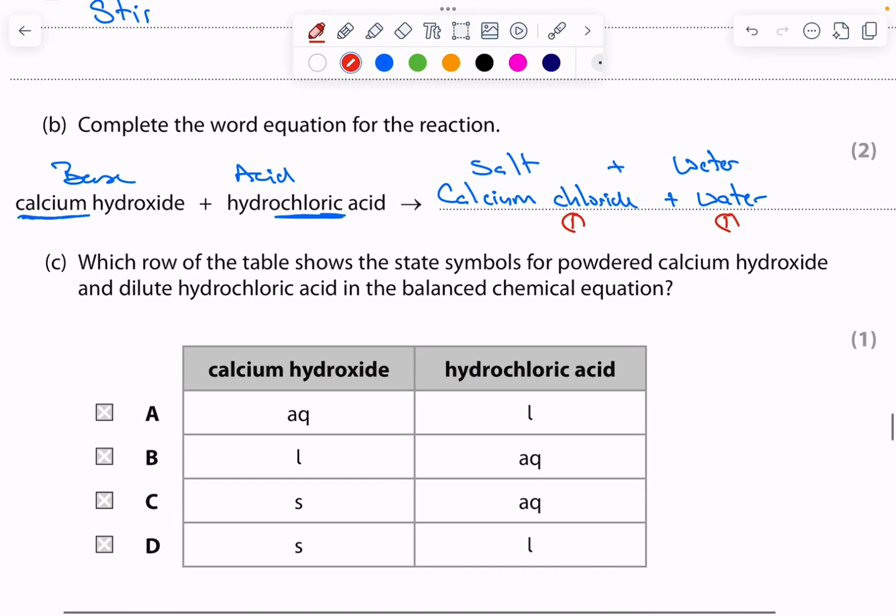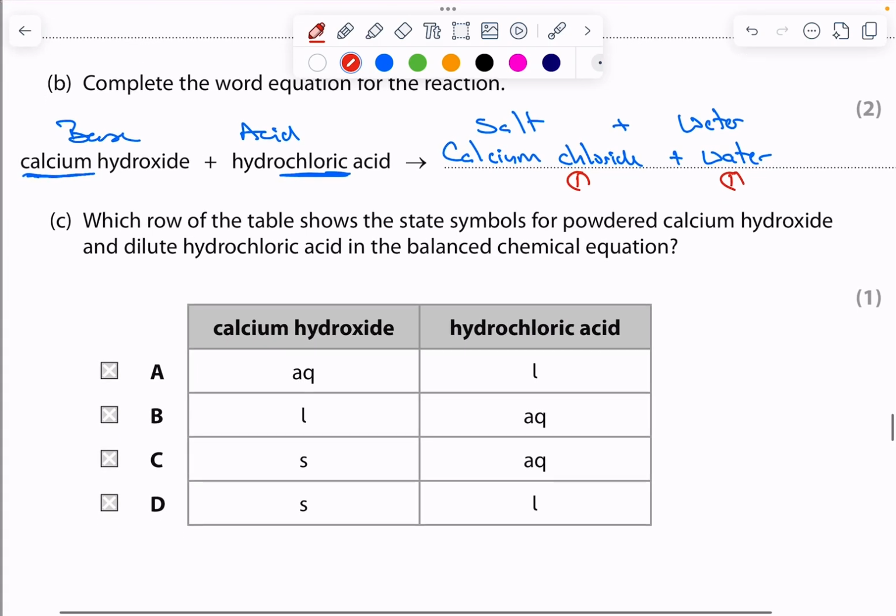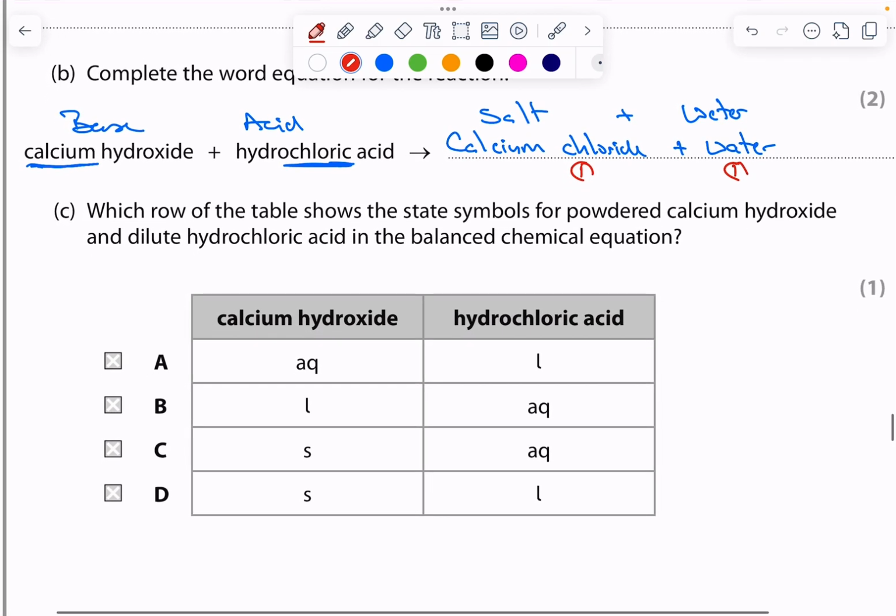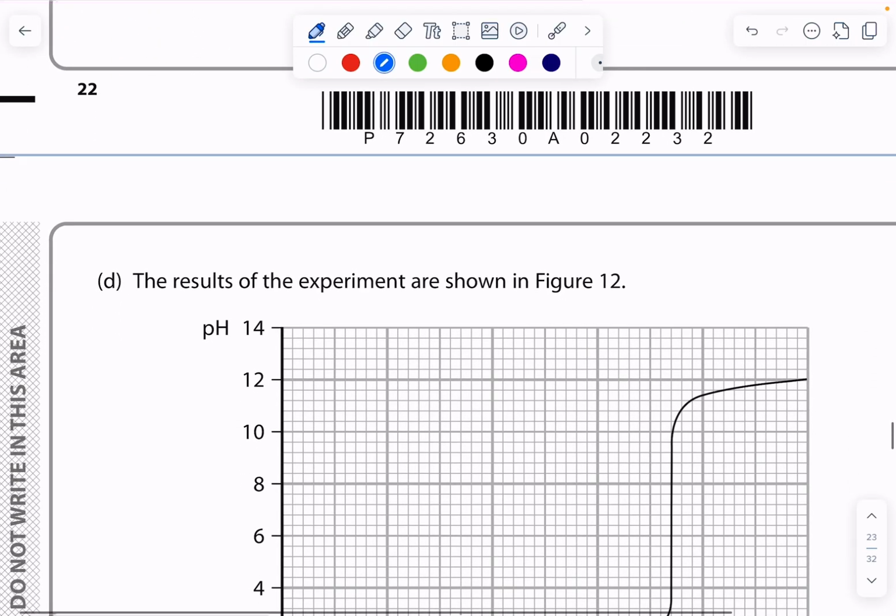Which shows the state symbols. Okay, so we were told that the calcium hydroxide is powdered, so that means it's a solid, so it's going to be those 2. And the acid is a solution, and aq means solution, so the only sensible option in there is option C. Let us continue.